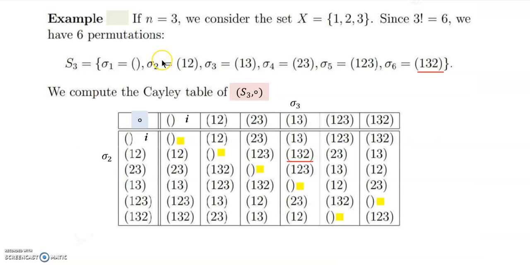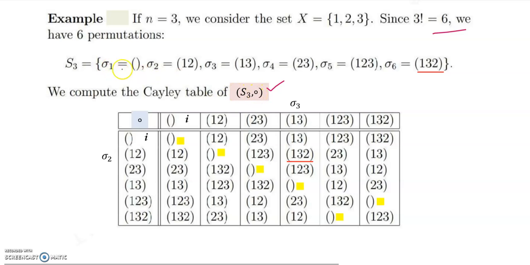Okay. See in this example, we are going to prove S3 comma composition is a symmetric group. We are going to prove this. Okay. Now, in the given set, we have 3 elements, 1, 2, 3. So that we have 6 permutations. What are the 6 permutations? That is sigma 1, sigma 2, sigma 3, sigma 4, sigma 5, sigma 6. We are writing in cycle form. Okay, this is cycle form. Okay. So now what is S3? S3 is containing all these 6 elements. Okay. So we are going to prove S3 comma composite is a symmetric group.